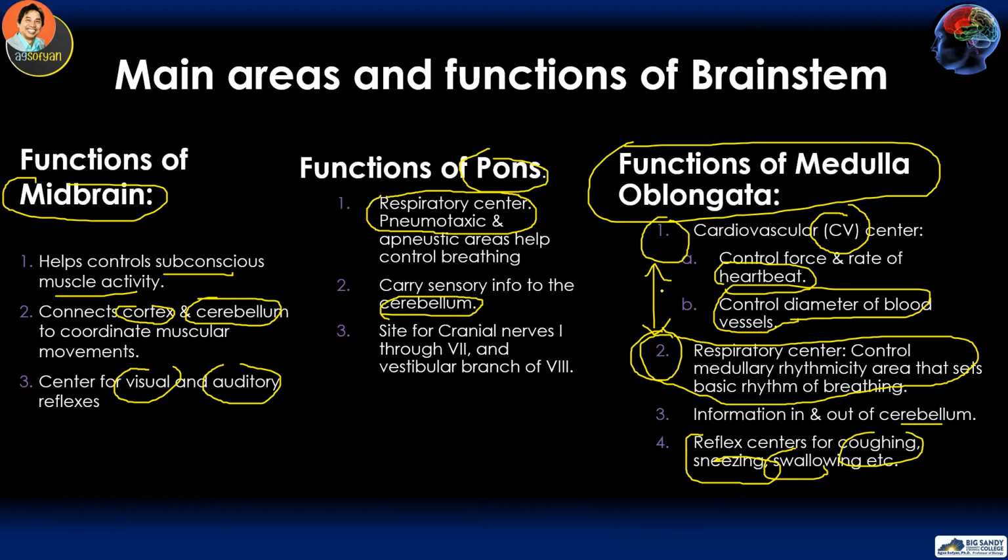It is very dangerous if someone is hit on their neck and this area, the medulla oblongata, is hit or damaged, they might die because of stopped heart beating or stopped breathing. Okay, so this is the area that controls, again, the ANS, the autonomic nervous system.